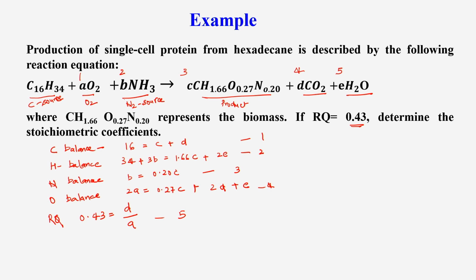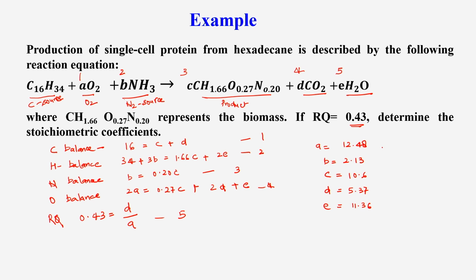If you solve them, you should be able to get those stoichiometric coefficients. By solving, the values come out to be A as 12.48, B as 2.13, C as 10.6, D as 5.37 and E as 11.36.